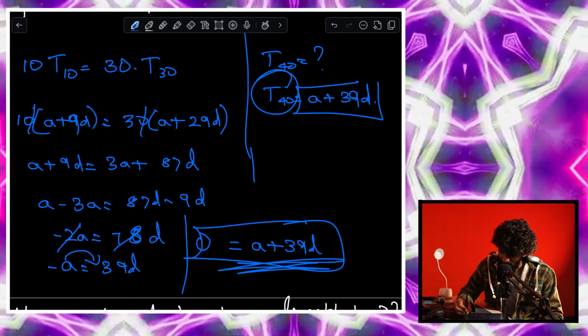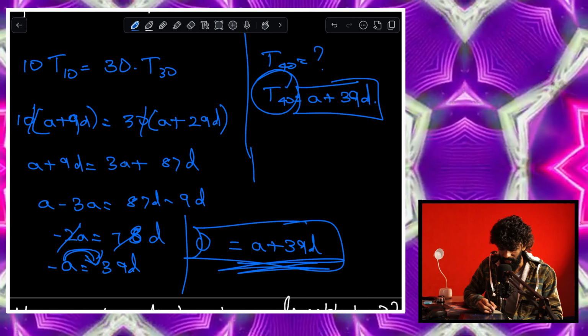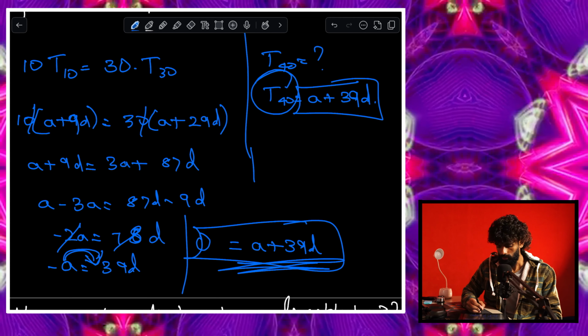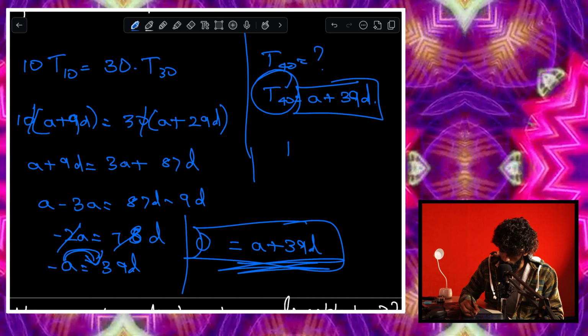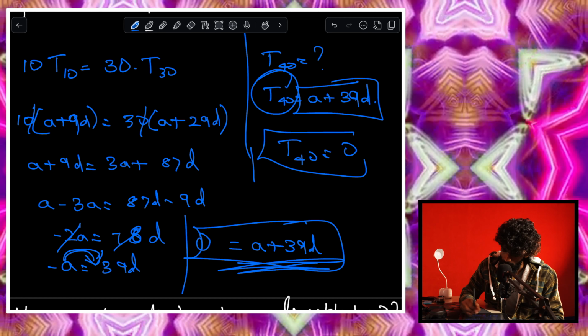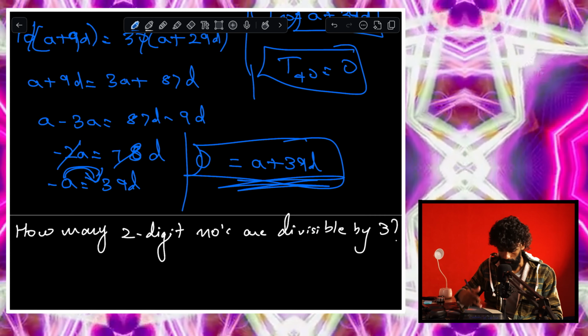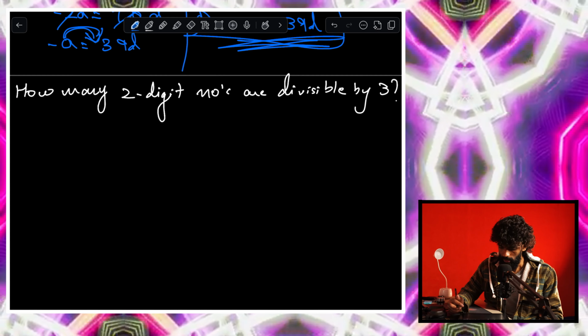So T40 was nothing but A plus 39D. I shifted the minus A this side, and it becomes plus A. A plus 39D, what's the answer? Nothing is on the left side, so it becomes 0. So therefore T40, the answer, is equal to 0. Simple. Important question next: how many 2-digit numbers are divisible by 3?